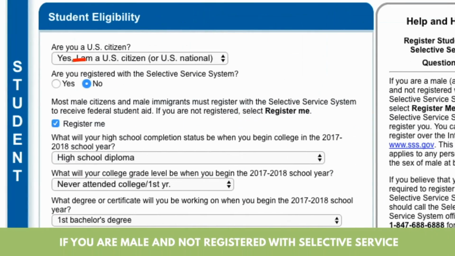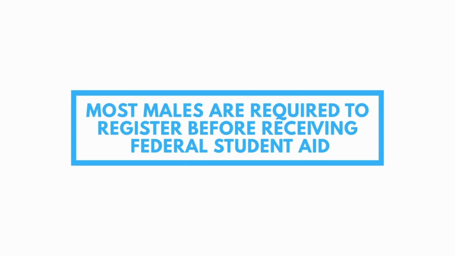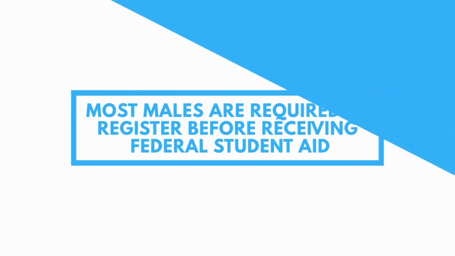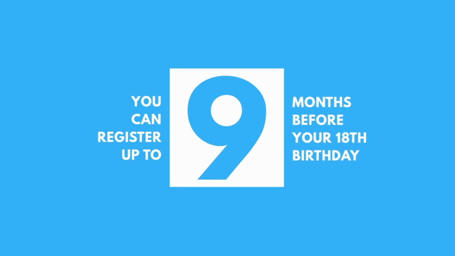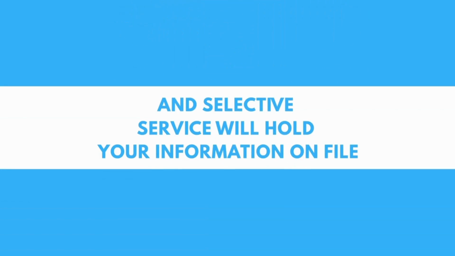If you are a male and not registered with Selective Service, select Register Me. Most males are required to register before receiving federal student aid. You can register up to 9 months before your 18th birthday, and Selective Service will hold your information on file.